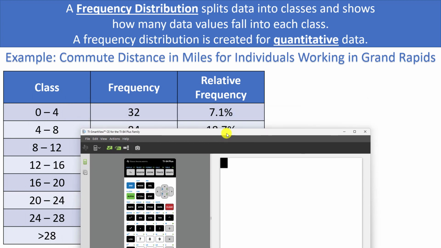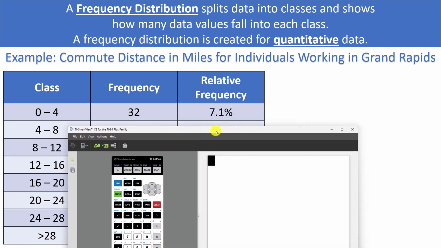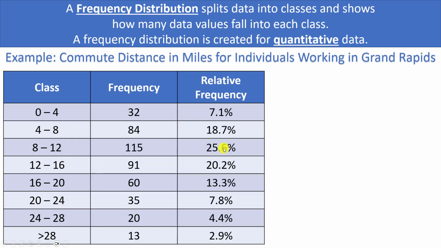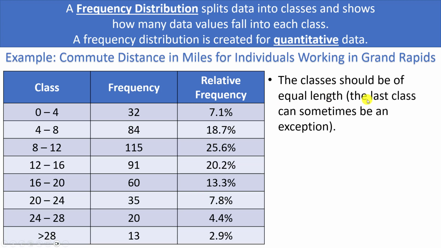So let me just show you with an example. Let's say that we wanted to calculate the very first one here. We would take the 32 and divide that by 450, and then we would get the decimal form of the percentage that you see here, which is 7.1%. So this is what we call a frequency distribution, a very common way to organize quantitative data. Now, traditionally in a frequency distribution, the classes are going to be of equal length, sometimes with the exception of maybe the first or the last class.